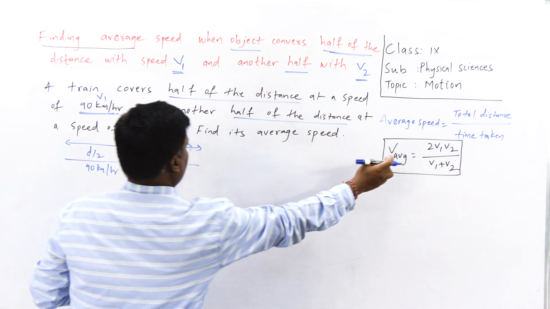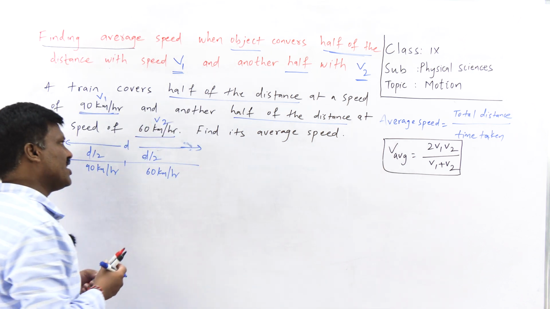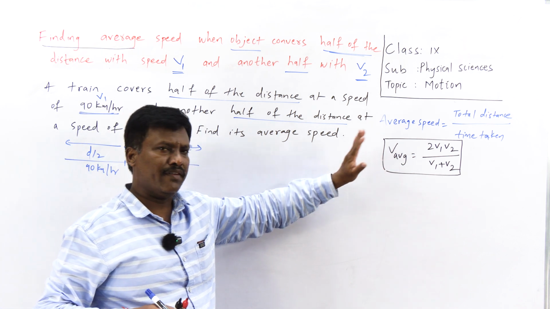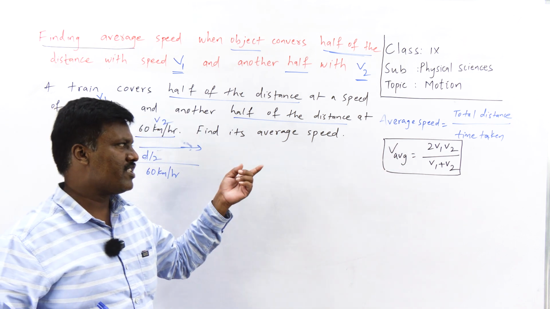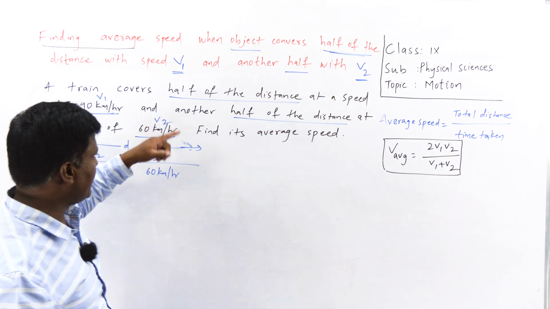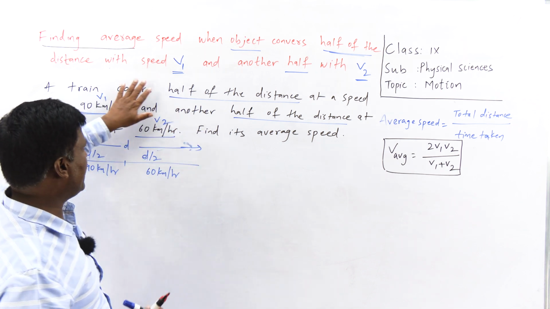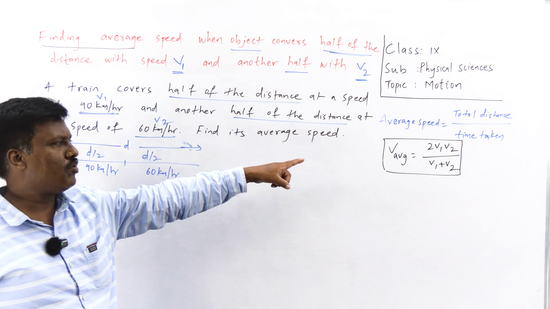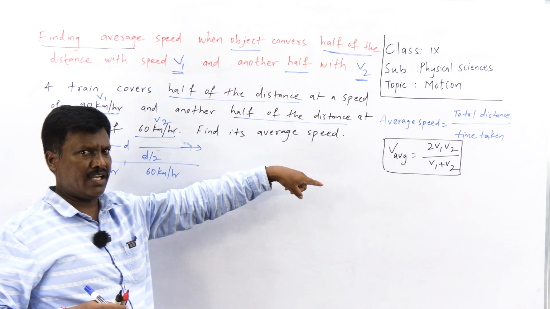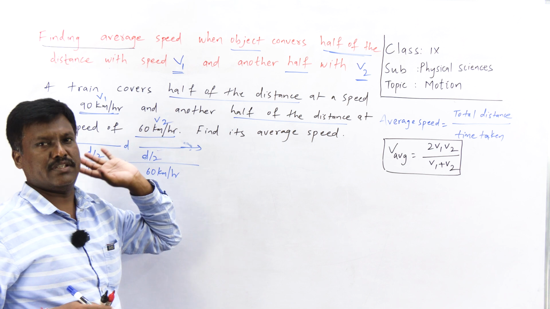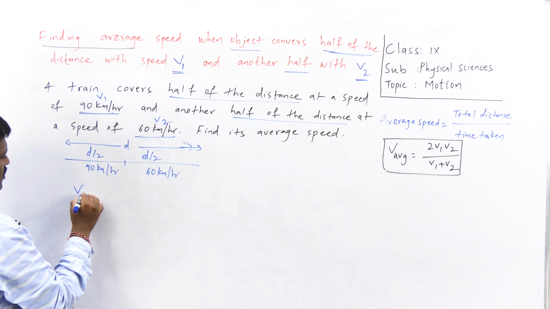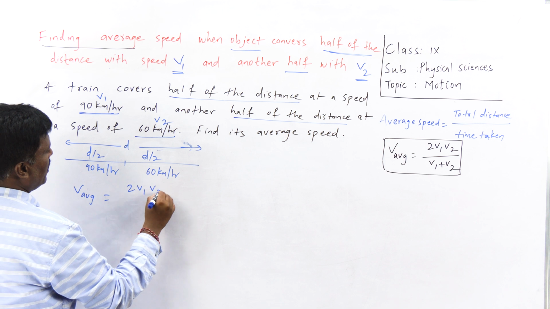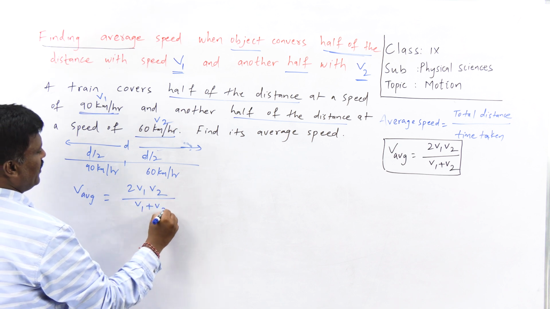Directly we have to use this formula because the condition is satisfied. When do we use this formula? We use it when half the distance goes with one speed and the other half with another speed. Here, is that condition satisfied? Yes, this train covers half the distance with one speed and half with another. So we go directly with this formula. That is why you learn this formula. So the average speed v is equal to 2 v1 v2 by v1 plus v2.